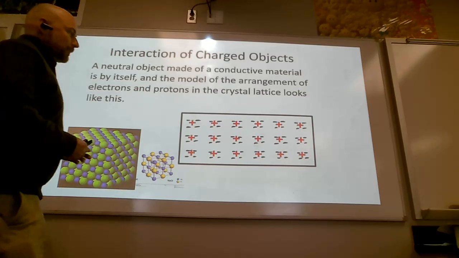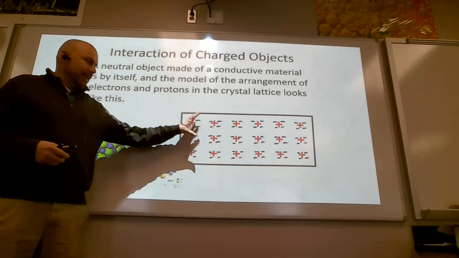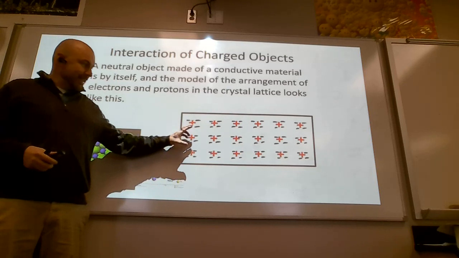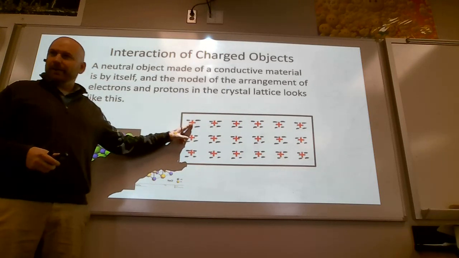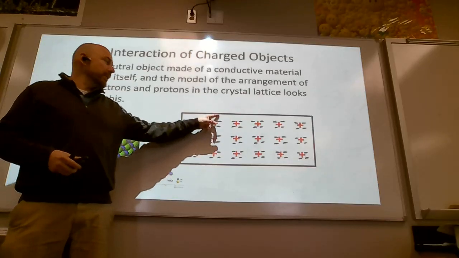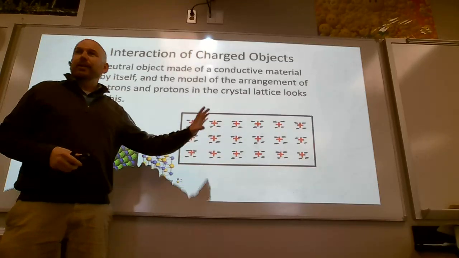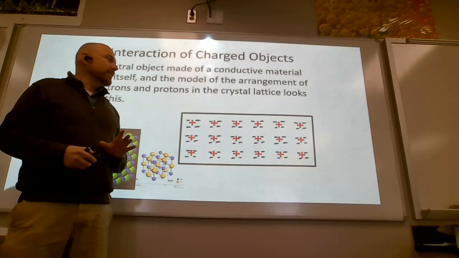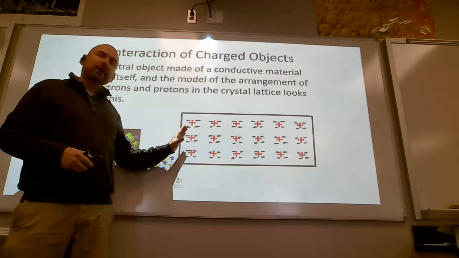So this is my illustration of crystal lattice. What this is not saying is you have 4 electrons and 1 proton. What this is saying is protons are in the nucleus, electrons are whirling around on the outside. This would be a neutral object. So let's say this is a neutral conductor.